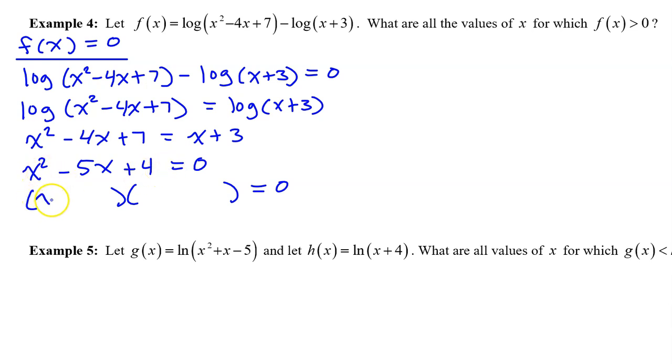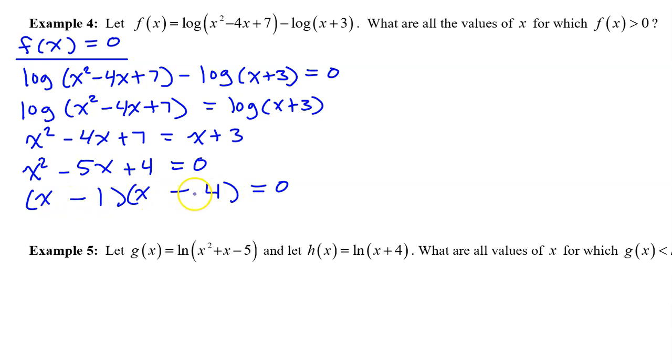X squared will factor as x times x. 4 can factor as either 2 times 2 or 1 times 4. Looking at this middle term, it's going to be the 1 times 4. Inner plus outer must equal the middle. To make a middle of negative 5, we need a negative 1x inner and a negative 4x outer. Also, notice that negative 1 times negative 4 does equal positive 4, so it makes sense.